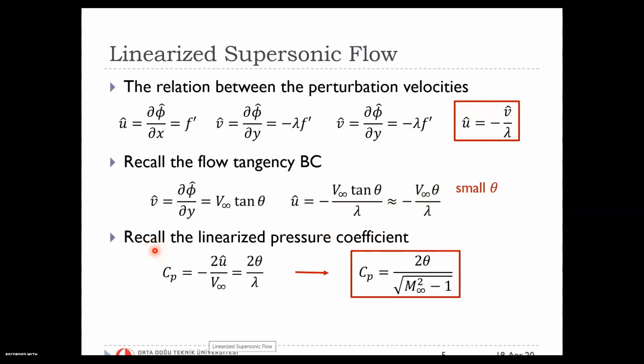So let's look at the linearized pressure coefficient. It's minus 2 u hat over U infinity, and instead of u hat you can insert this relation. Then you end up with 2 theta over lambda, and as lambda is defined with this expression, your Cp is 2 theta, where theta is the flow deviation angle, divided by square root of M infinity squared minus 1.